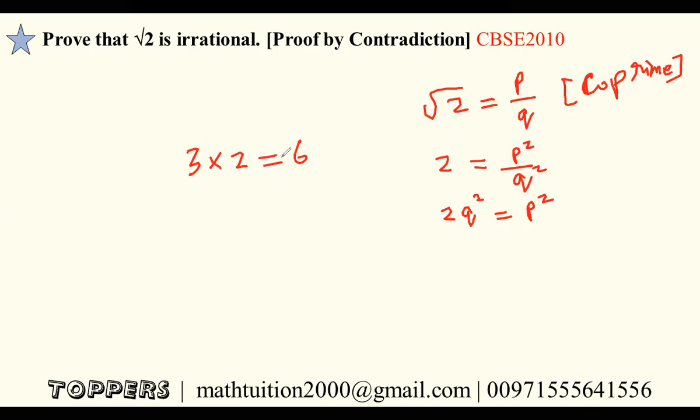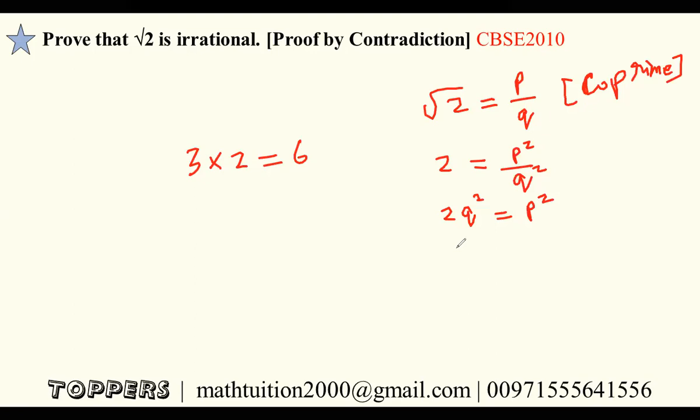It means 6 is divisible by 3, 2 is divisible by 6. Or we can say 2 divides 6 or 3 divides 6. Same logic we can use here. 2 times q square, 2 into q square means 2 is a factor of p square. It means 2 divides p square. P square is divisible by 2.